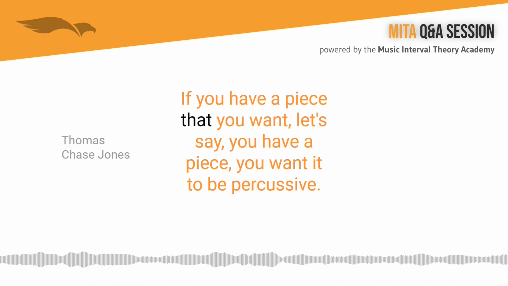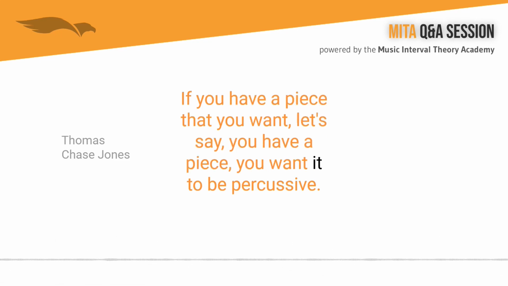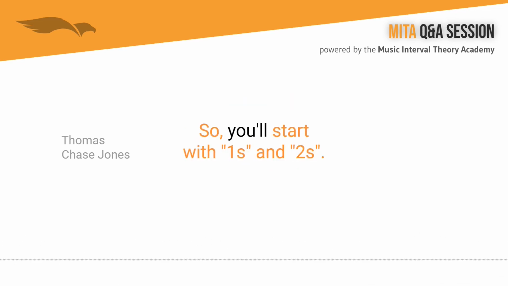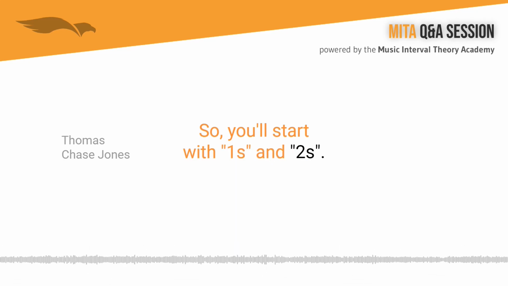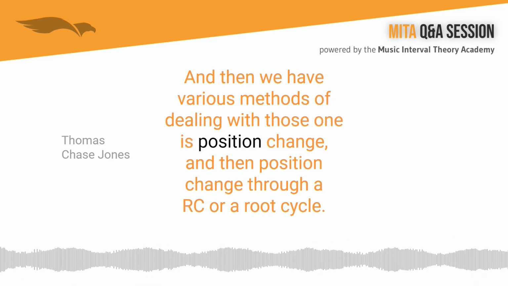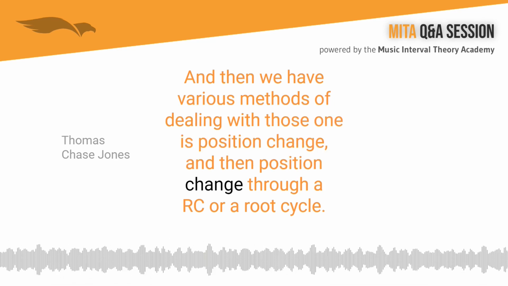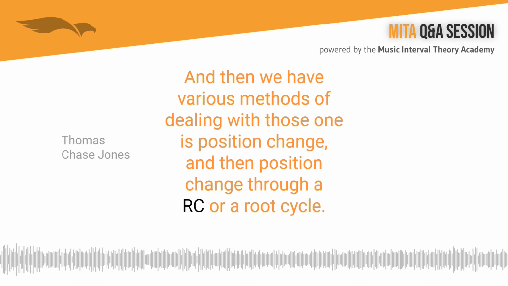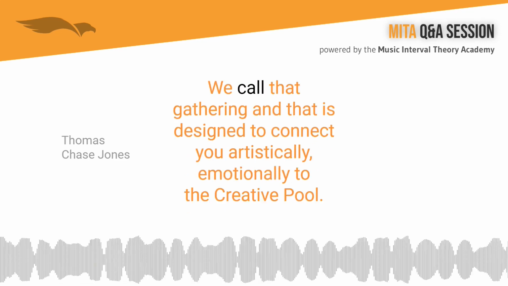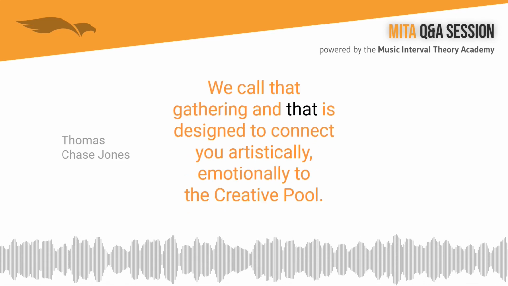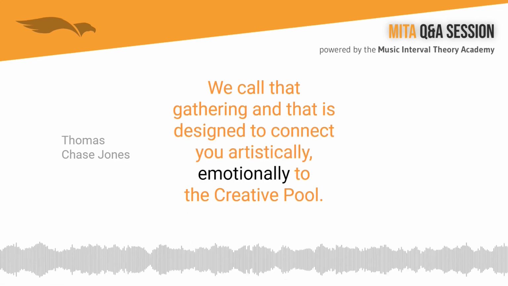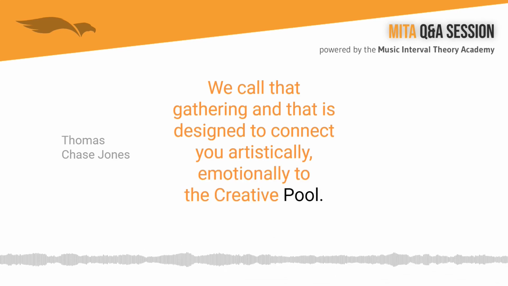If you have a piece that you want to be percussive, you might use smaller intervals. So you'll start with ones and twos, and then we have various methods of dealing with those. One is position change, and then position change through an RC or a root cycle, and then you'll hear things just come to you. We call that gathering, and that is designed to connect you artistically, emotionally to the creative pool.